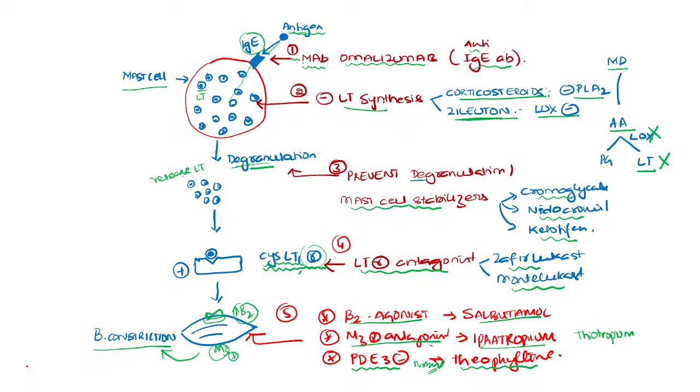So if in your exams they ask about the drugs which are used in bronchial asthma, please do remember this flow chart. First will be your omalizumab monoclonal antibody. Then next you have corticosteroids and zileuton. Next you have mast cell stabilizers, and the fourth group will be leukotriene receptor antagonists, and next you will have beta 2 agonists, M3 receptor antagonists and the phosphodiesterase inhibitors. So this was about the very important groups of drugs that can be used in case of bronchial asthma.